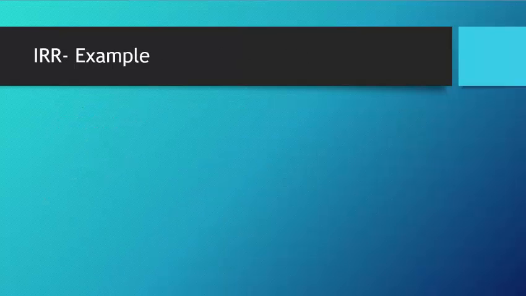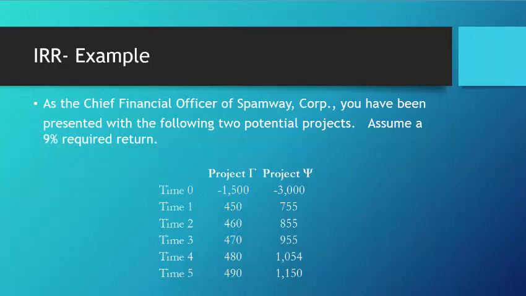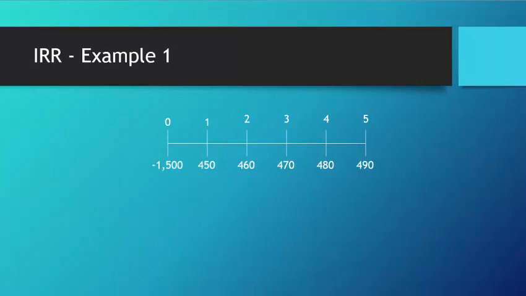So let me give you an example. This is the same example, you were probably expecting it anyway. I have my project gamma and my project psi. I have my outlays and my incoming cash flows. And so when I look at them, I create my little timeline. There's my negative 1500 and 450, 460, 470, 480, 490 incoming cash flow.